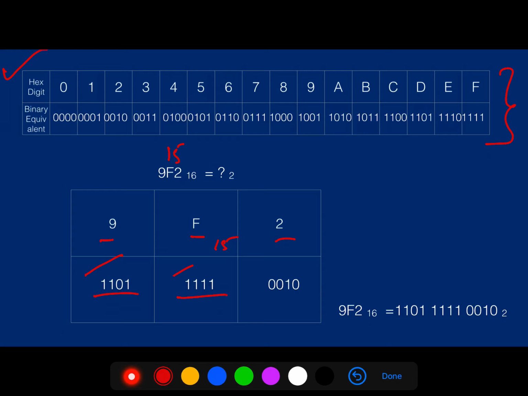Then lastly we will put them all together, like we were doing in the previous example for octal. So it is 1001, then 1111, and for 2 it is 0010. We just need to put them all together, which makes the binary equivalent of the given hexadecimal number. I think that is quite easy if you are referring to this table, and later once you are used to it, you can manually do it without the help of this table.